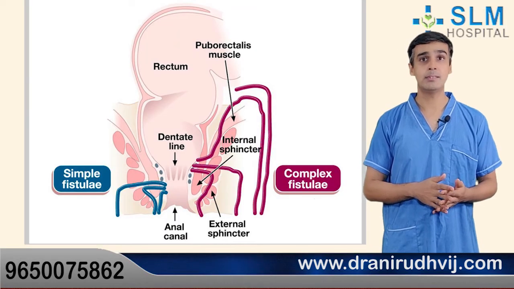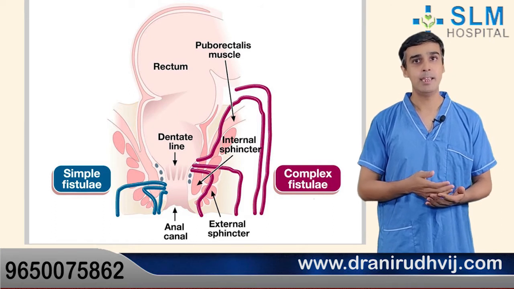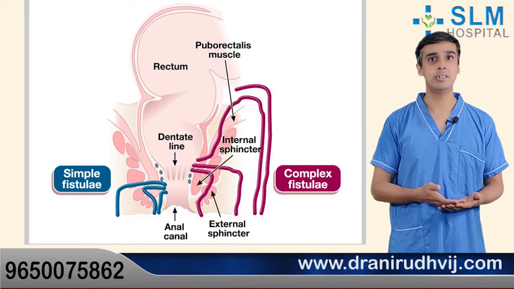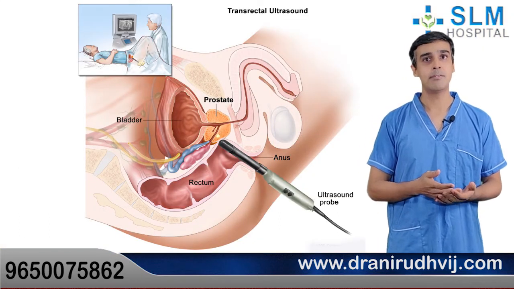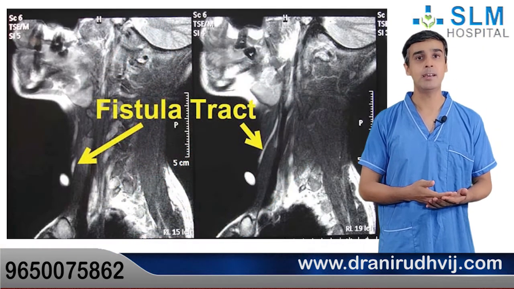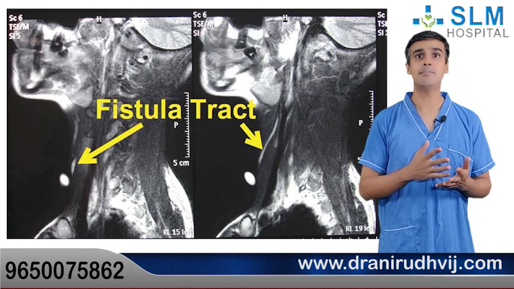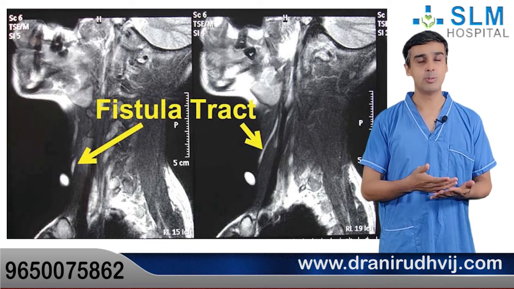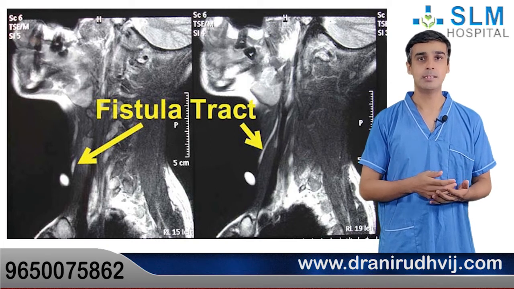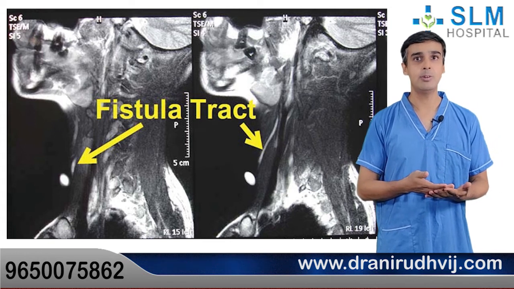When the fistula is very deep seated or when it is a complex fistula, we might require further evaluation with the help of a transrectal ultrasound or an MRI of the perianal area, which will reveal the entire anatomy of the fistula, the branching tracts and its course through the sphincter muscles. This will help in the further treatment and the decision making during surgery.